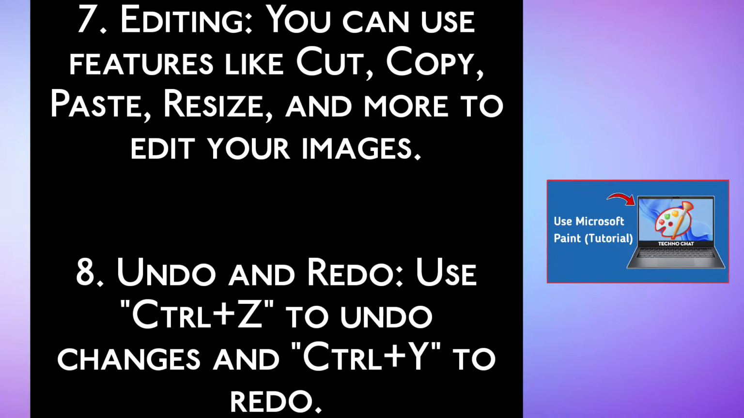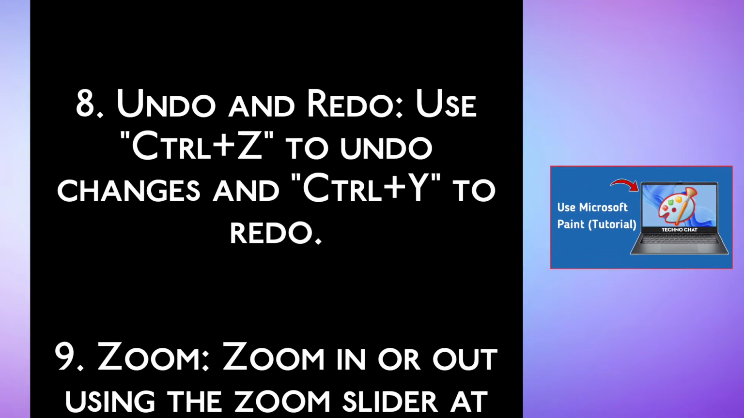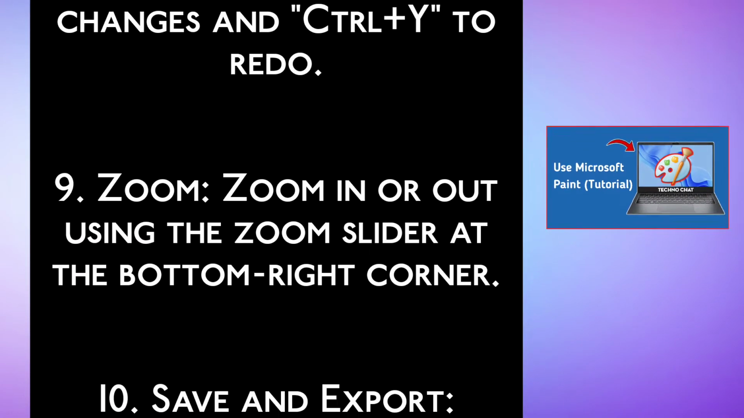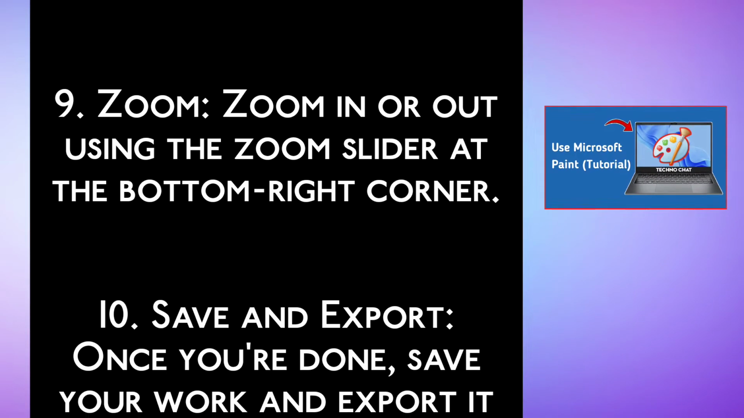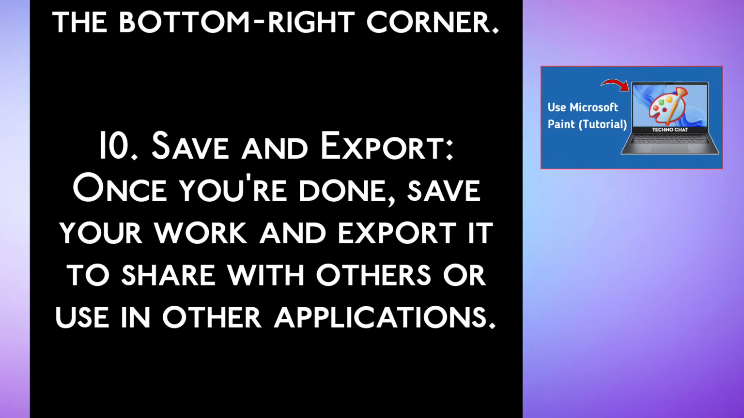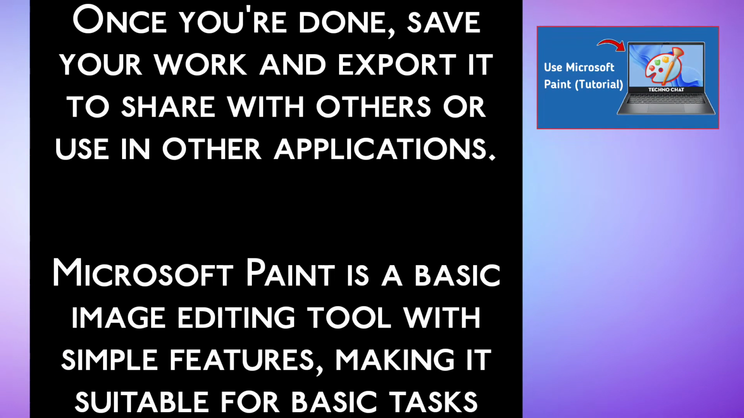Step 8. Undo and redo. Use Ctrl+Z to undo changes and Ctrl+Y to redo. Step 9. Zoom. Zoom in or out using the zoom slider at the bottom right corner. Step 10. Save and export. Once you are done, save your work and export it to share with others or use in other applications.